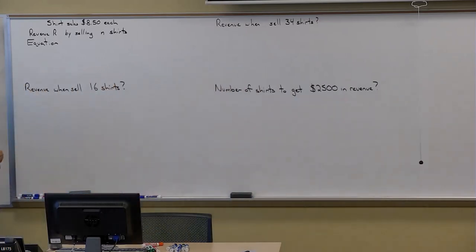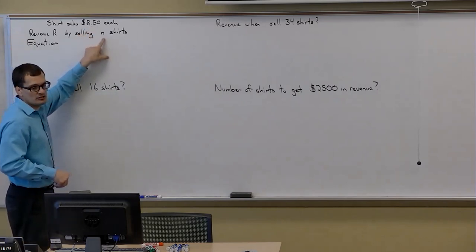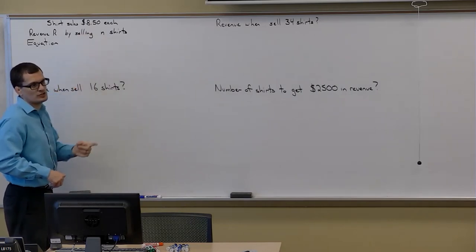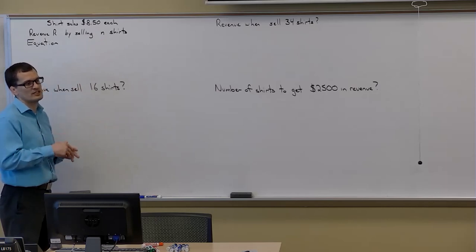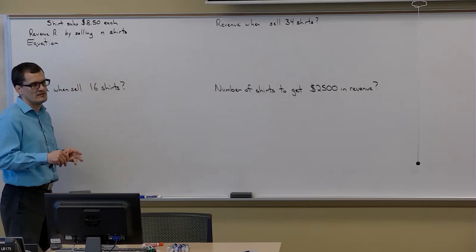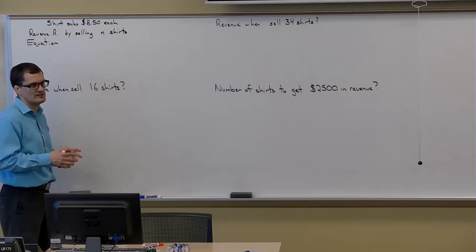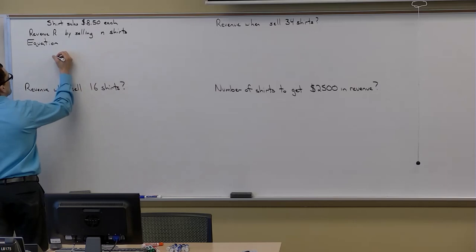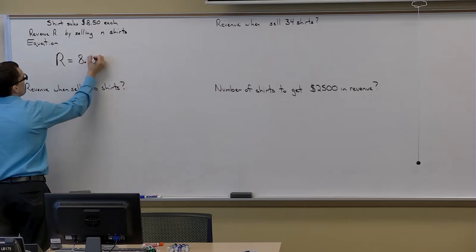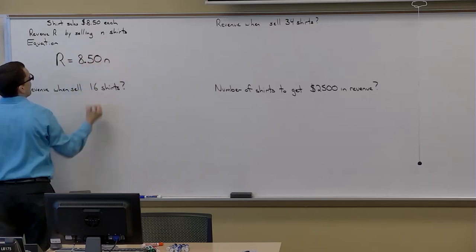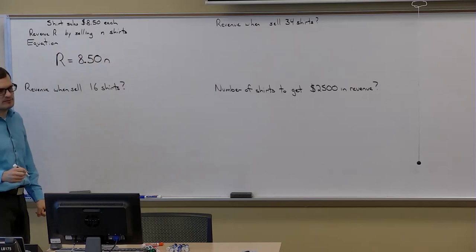All right, so let's go through this. Because the shirts are selling at $8.50 a piece, the revenue is just going to be that number times how many shirts they sell. If you sell one shirt, you get $8.50. If you sell two shirts, you get 2 times $8.50. If you sell 3 shirts, you get 3 times $8.50. Sell 4 shirts, you get 4 times $8.50. So the revenue is going to be $8.50 times N, or N times $8.50, it doesn't really matter.